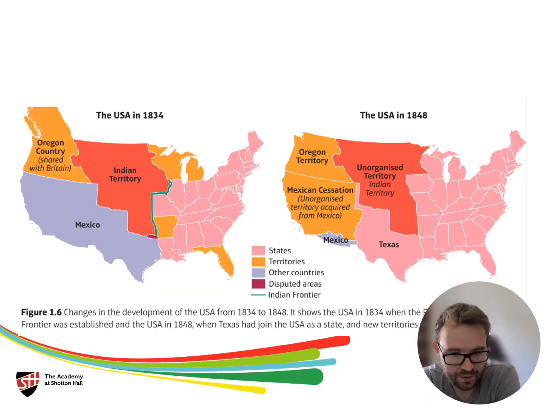Okay, two good graphics here, 1834, 1848. We need to find out what's happening in between. You can see one country in 1834 suddenly shrinks in 1848. We're going to look at that in more detail and look at the position of Indian territory and that permanent Indian frontier. That's going to be significant here.